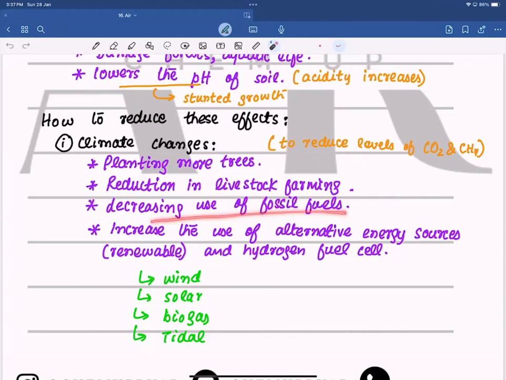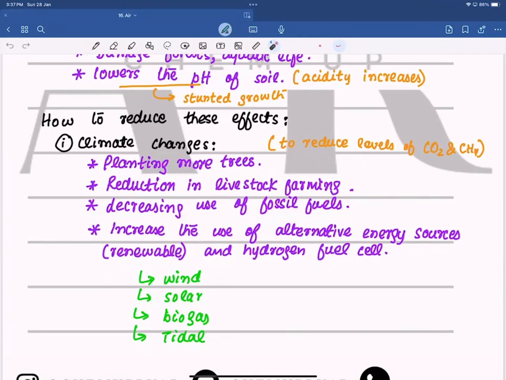Decreasing use of fossil fuels, because fossil fuels always produce carbon dioxide on burning. If carbon monoxide is formed, that also readily reacts with the oxygen in the air to form carbon dioxide. And the increased use of other alternative energy sources which are renewable, and hydrogen fuel cells can also be used. Renewable energy sources which can be used are wind, solar, biogas, and tidal.